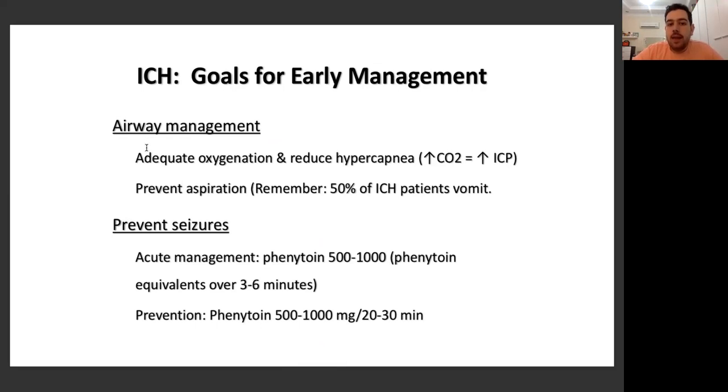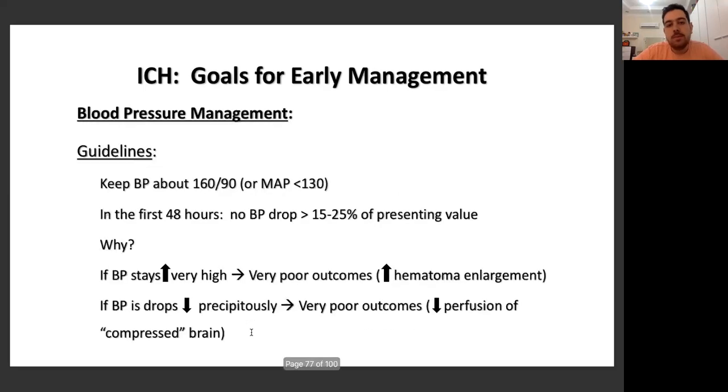We need to maintain the airway, of course, and reduce the intracerebral pressure. We said that we don't want them to become hypercapnic, so that they don't increase the blood flow to the brain. We need to make sure that they are adequately oxygenated, and we need to prevent aspiration. Because this is an intracerebral hemorrhage, there's very high intracranial pressure, so these patients are at a very high chance of vomiting, as if they are having a brain tumor. If they vomit, we need to prevent aspiration. And then we need to prevent seizures with seizure medication like phenytoin or other equivalents.